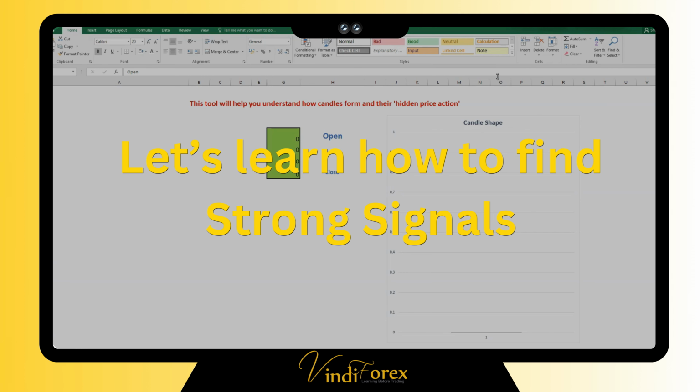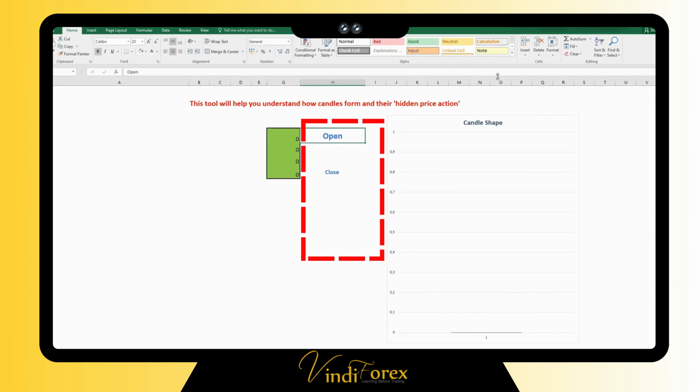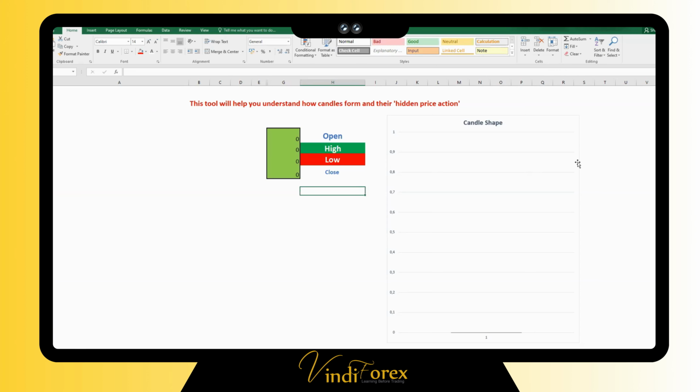So a candle will have 4 parameters. That is the open, the close, the high, and the low. Let me change the high right here. I know you cannot see it. Let's make it green. The high, this one will be our low. These are the 4 parameters that any candle is gonna have. And right here, I have the numeric figures, zeros.